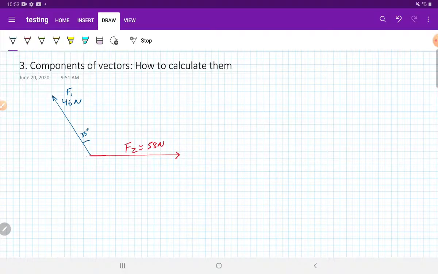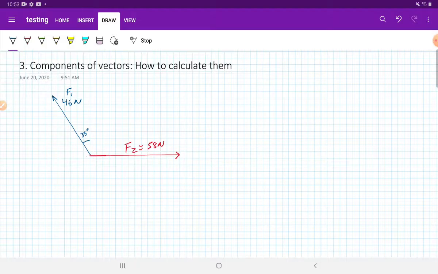And you should know instinctively, what do the components mean? The Fx is how much of this force is actually pushing in the x direction. The Fy would be what portion of these 46 newtons is actually pushing in the y direction. So that's what it means. Today we're going to talk about the math with this video, and basically, how do you just do the numbers? Okay, so here we go.